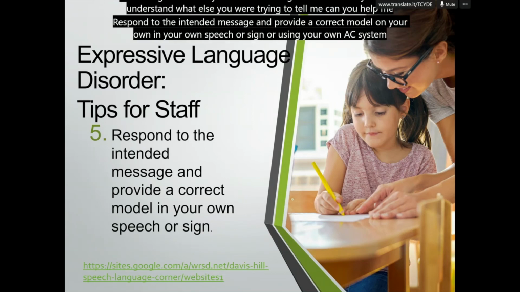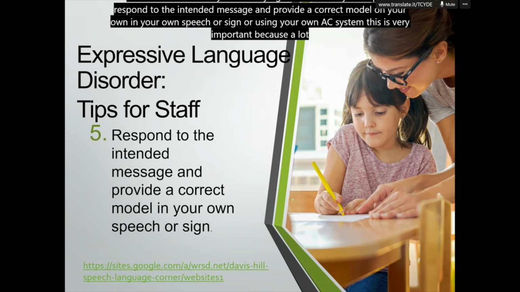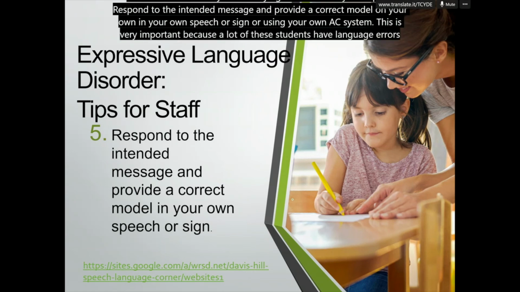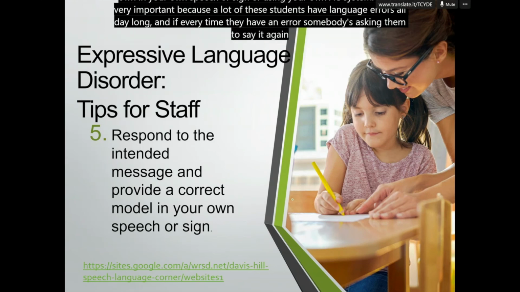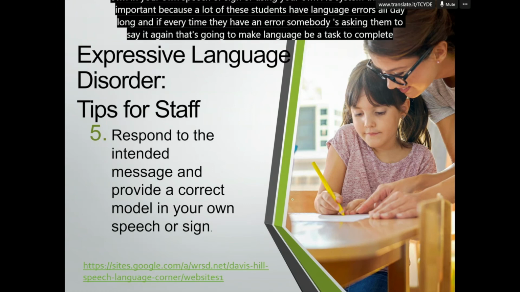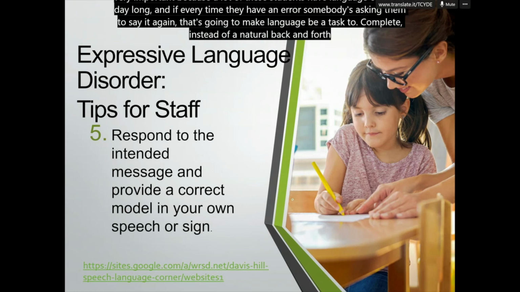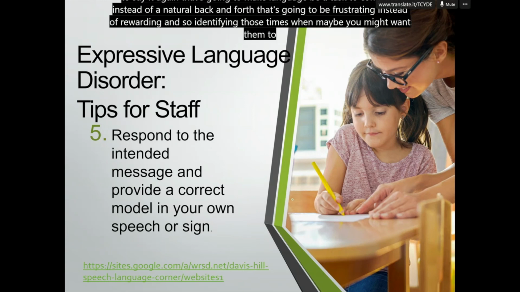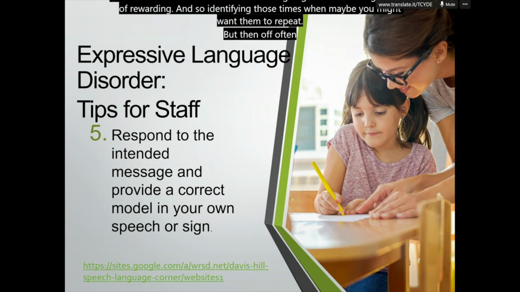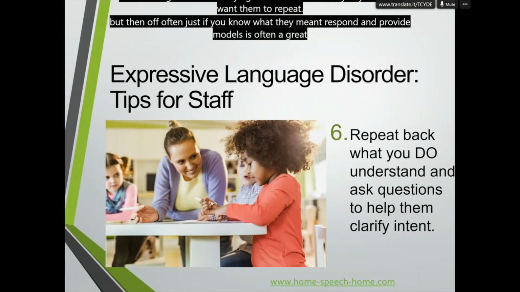This is very important because a lot of these students have language errors all day long. And if every time they have an error, somebody's asking them to say it again, that's going to make language a task to complete instead of a natural back and forth. That's going to be frustrating instead of rewarding. So identify those times when you might want them to repeat, but often, if you know what they meant, just respond and provide models. That is often a great strategy. And then repeat back what you do understand.